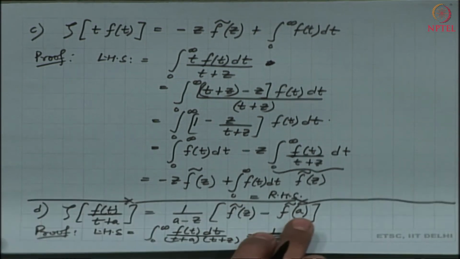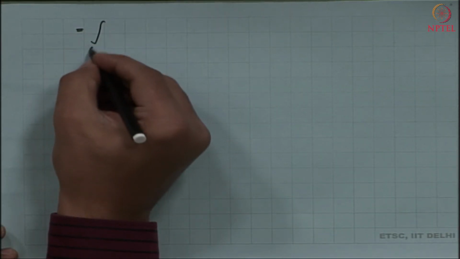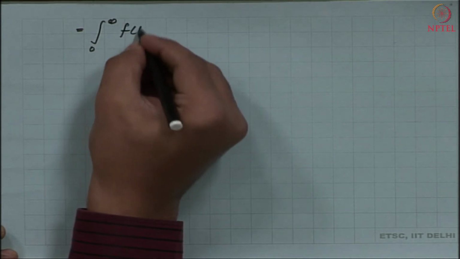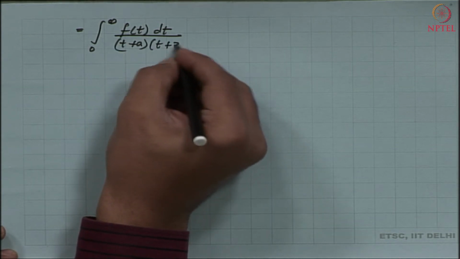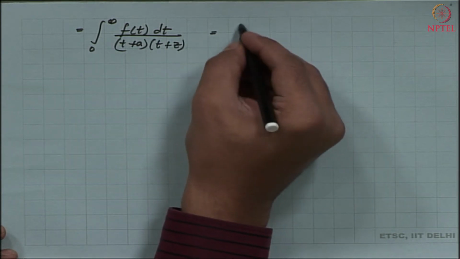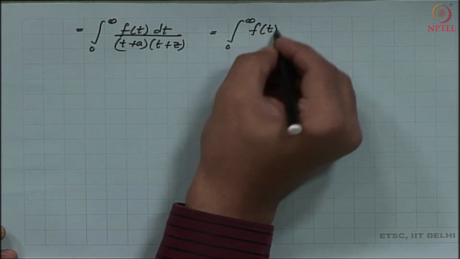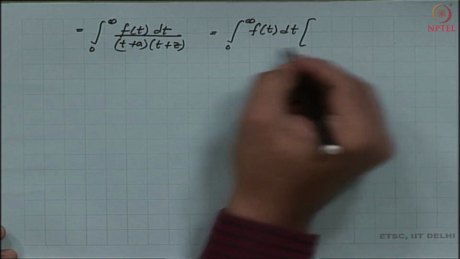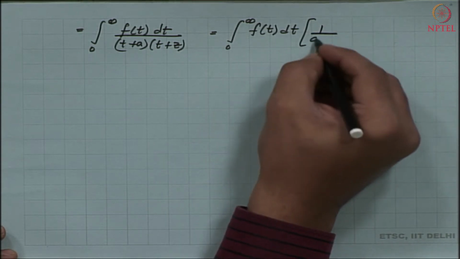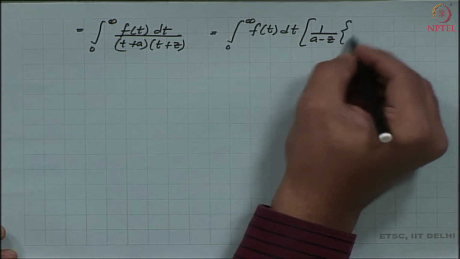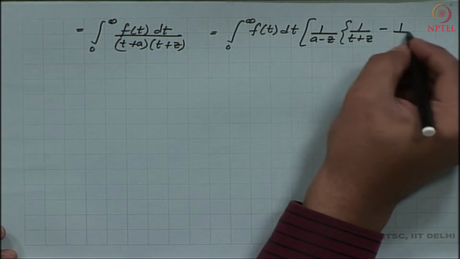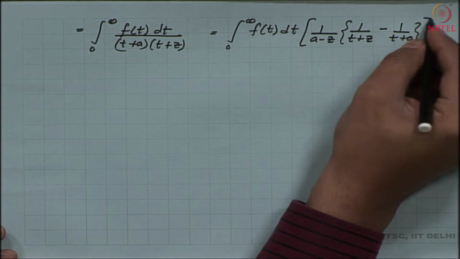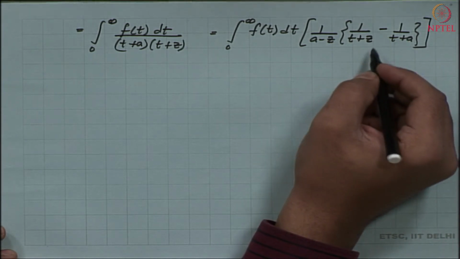So, the left hand side is the integral from 0 to infinity of f of t dt divided by t plus a times t plus z. This is also equal to the integral from 0 to infinity of f of t dt, and I am going to break it down into partial fractions. I get 1 by a minus z times 1 by t plus z minus 1 by t plus a. Okay. So, let us check that a minus z, and that should give us the answer.